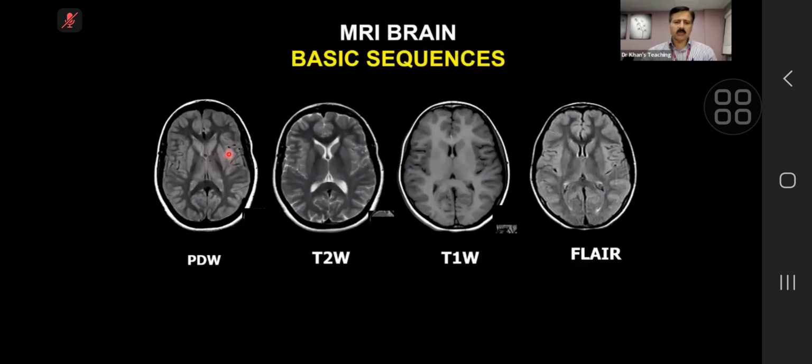So the vessels, for example, these filling defects here, they are black, they are dark. So that is why you cannot differentiate between the CSF here in the frontal horn as well as the head of caudate nucleus here. So this is one of the uses of PD weighted sequence.